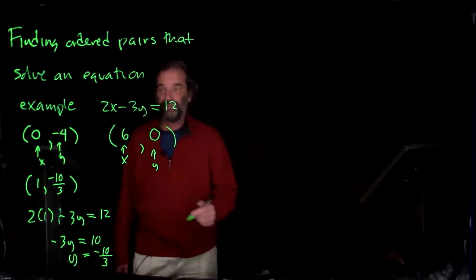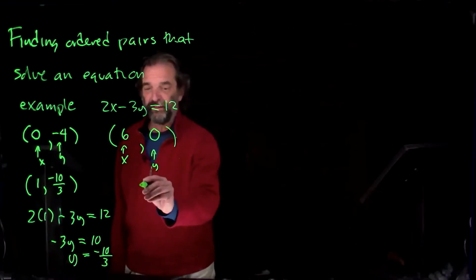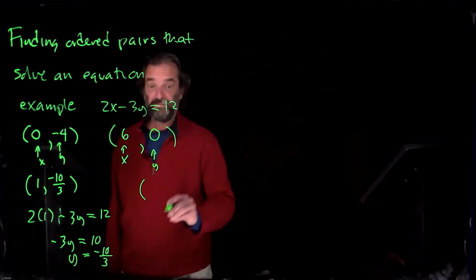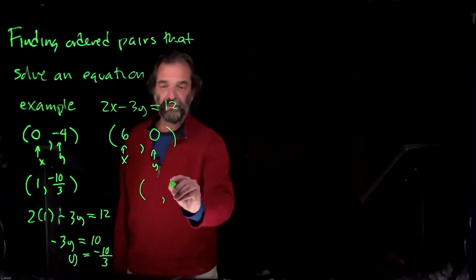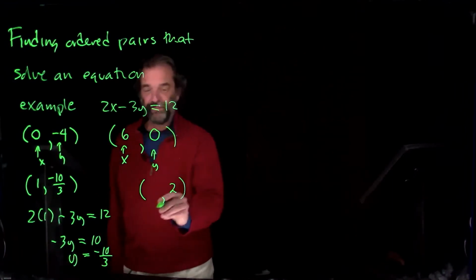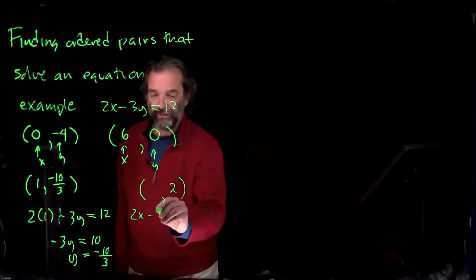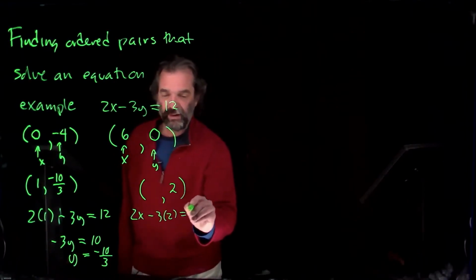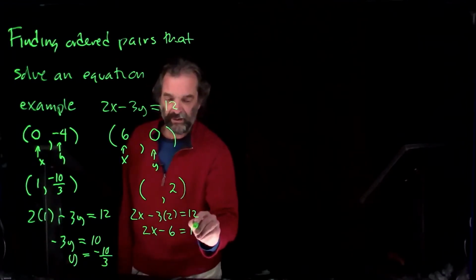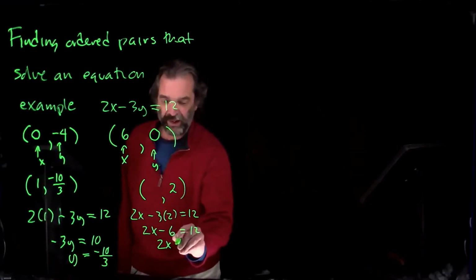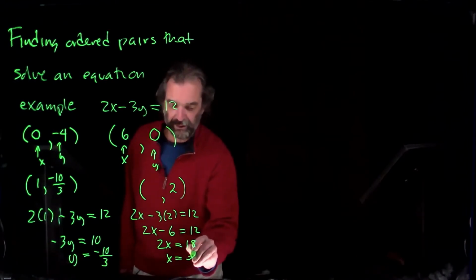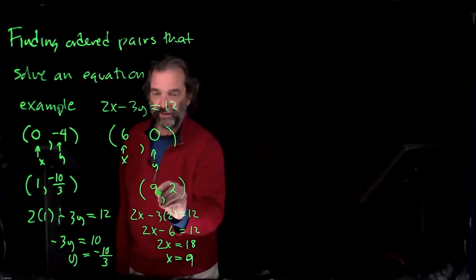So we could also pick a number for y and see what happens. Maybe I could pick something better, but I'm not trying. Let's see, let's try y equal to 2. What the heck? Then we'll put that in. So we get 2x minus 3 times 2 is 12. That's 2x minus 6 is 12. That's 2x, adding 6 to both sides, is 18. That's x is 9. So we got 9.